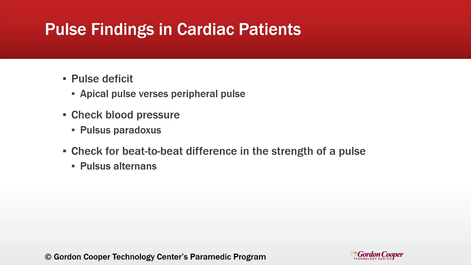And then we could see pulsus alternans. So while checking the pulse, look for a beat-to-beat difference in the strength of the pulse. That phenomenon is known as pulsus alternans, and it can indicate severe ventricular failure, signaling that the heart is struggling to maintain adequate output.